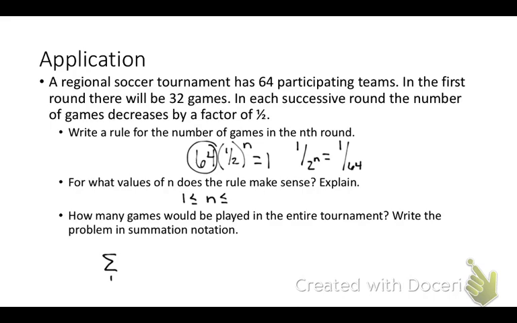You want to take a stab at it? 6. That means it goes to 6. You're going to take your rule. How many first games? So you're just going to go with your rule. So 32. 32 games to start. 1 minus 1/2 to the 6th power over 1 minus 1/2. And plug in and go from there.